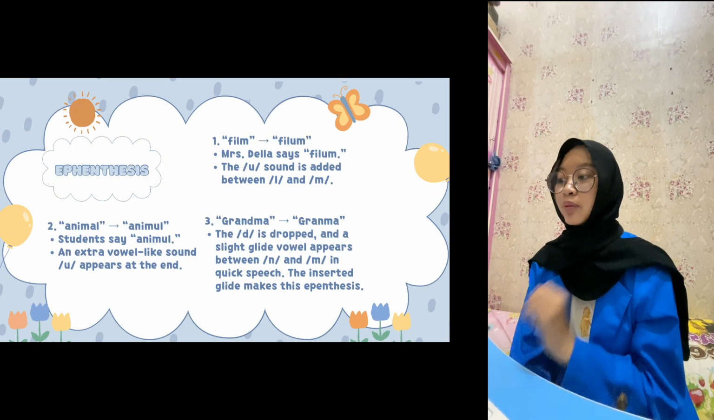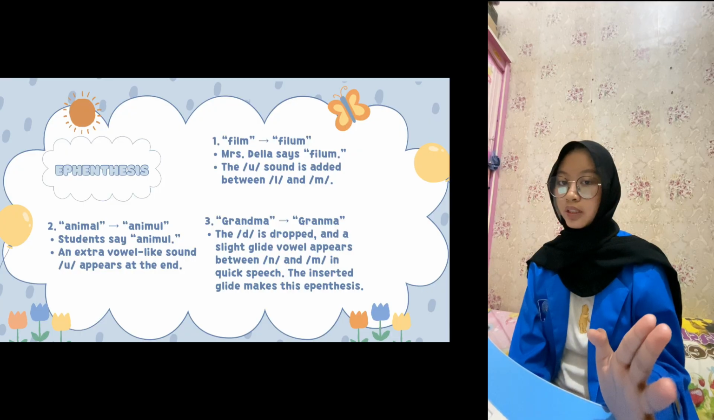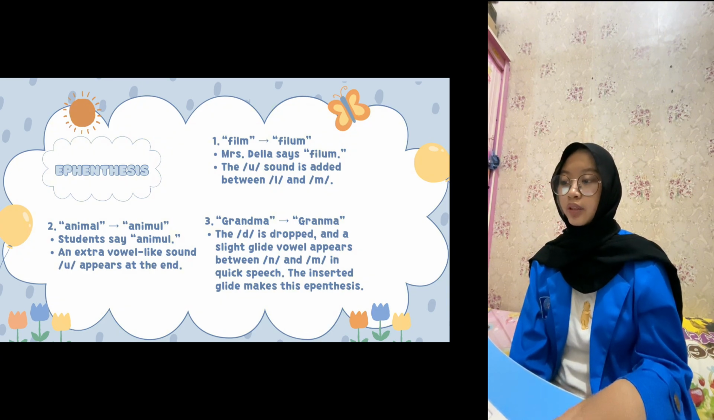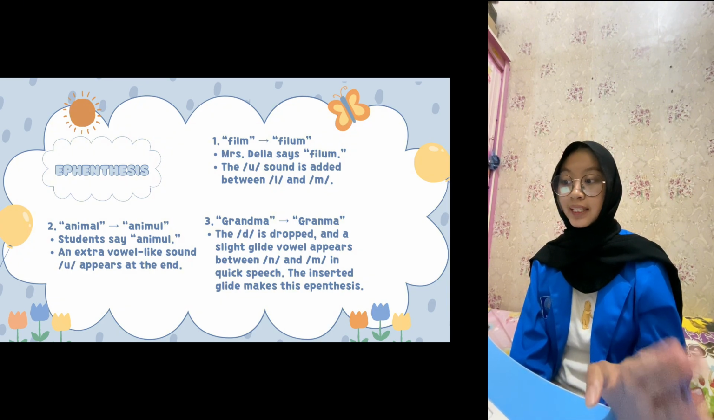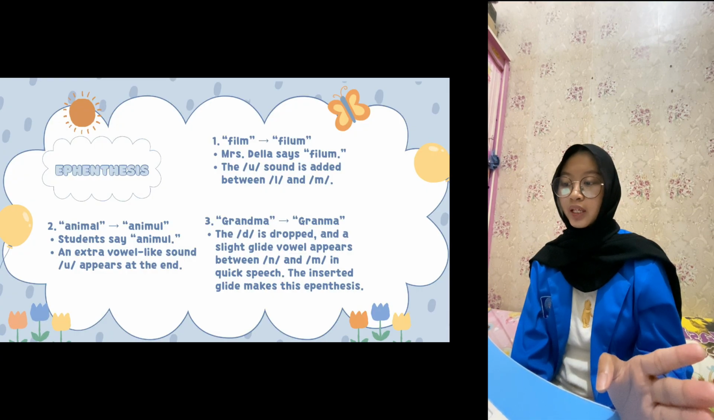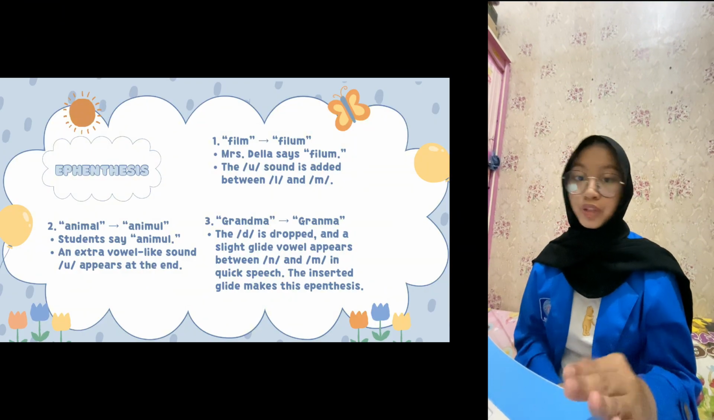The student says aminal in the passage, which is with the letter U, and then the last is grandma. Okay, so the letter D is dropped, and a slight glide vowel appears between N and M. So in quick speech, grandma.